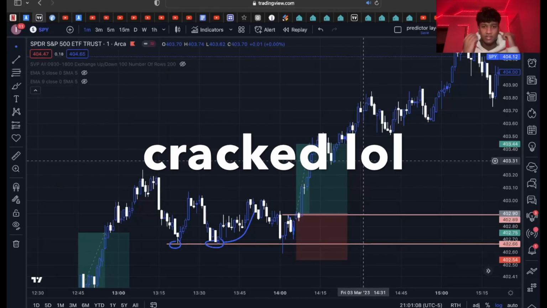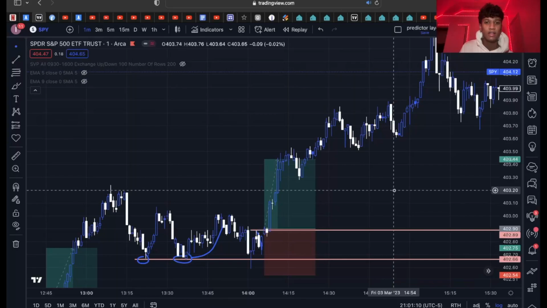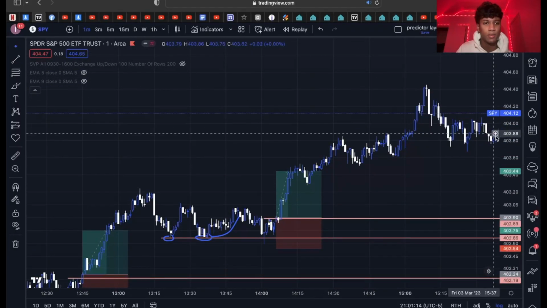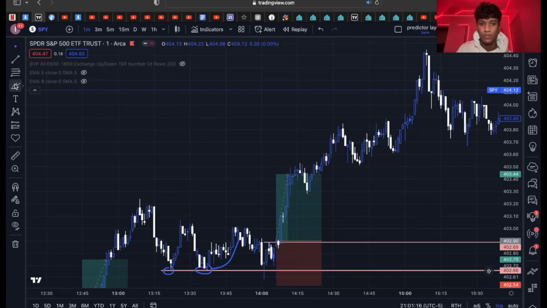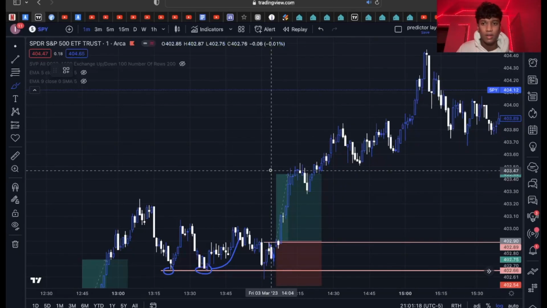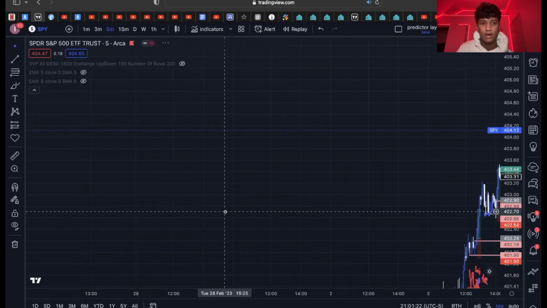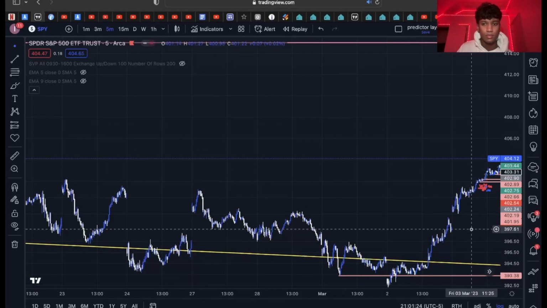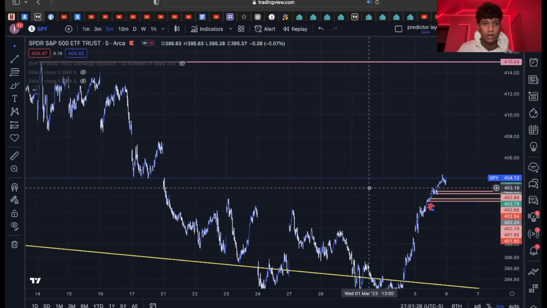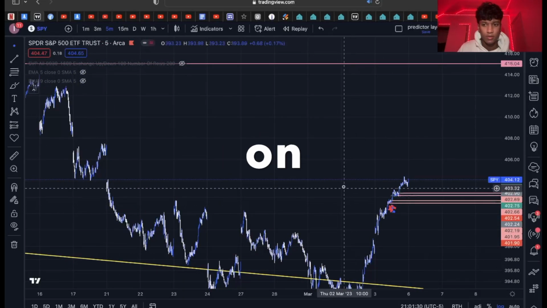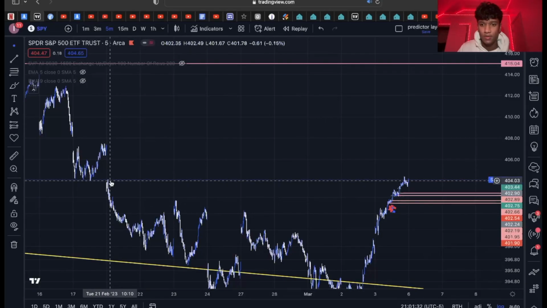Look how cracked the strategy is, bro. I'm telling y'all, this could be your first take profit. You sell 50% of your trade right there. Let's zoom out a little. This could be your other take profit too.